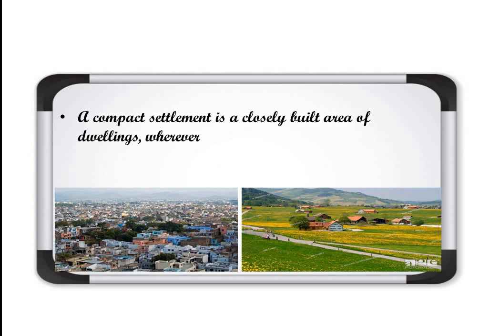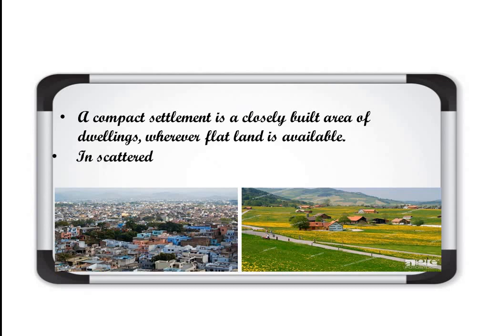A compact settlement is a closely built area of dwellings wherever flat land is available. We know that on flat land it is really easy to make human habitation, the place for human beings to live. And in flat areas, obviously, this type of compact settlement is found, where the houses are closely built to each other. So this is the compact settlement. In picture number 1 you can see the houses, those are really closely built.